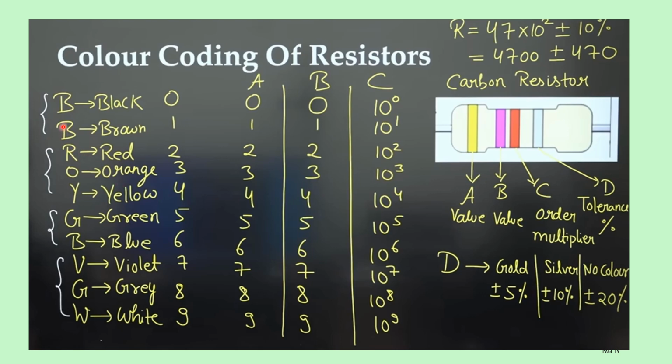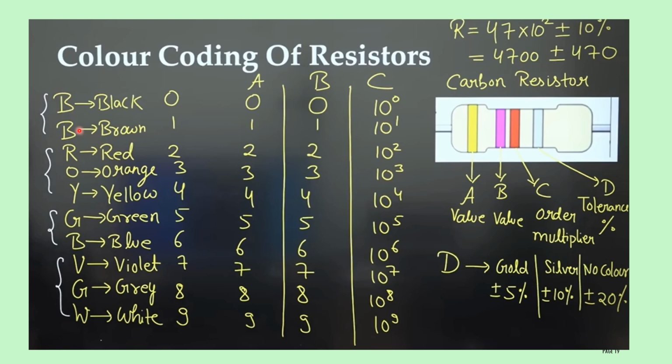Then let us consider the colors and their coding numbers. I will tell a shortcut to remember the colors. BB ROY, Great Britain, Very Good Wife. BB Roy is a person, he is from Great Britain, he has a very good wife. In this way you can remember the colors. Here the first B represents black, its coding value is 0. The second B represents brown, its value is 1.